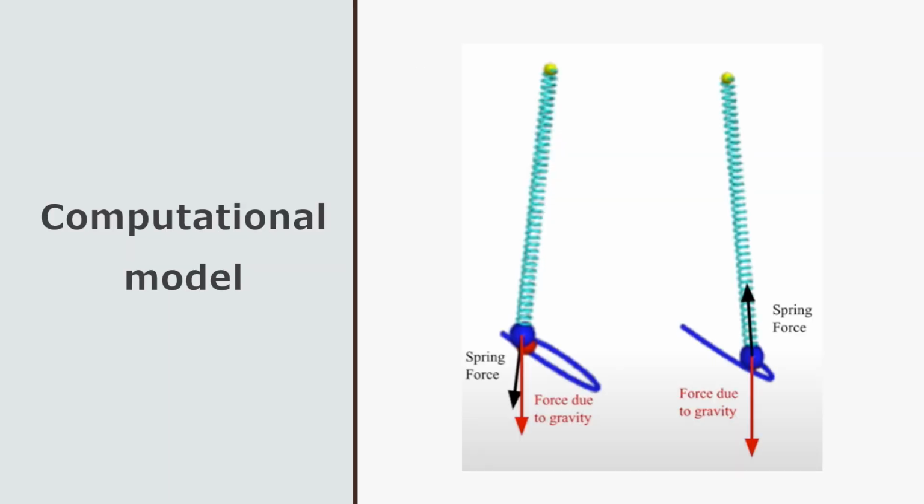Here is a computational model that shows on the left a spring in the free body diagram while the spring is compressed, and on the right there is a free body diagram showing when the spring is stretched and the free body diagram related with it, the red being the force due to gravity and the black being the spring force.